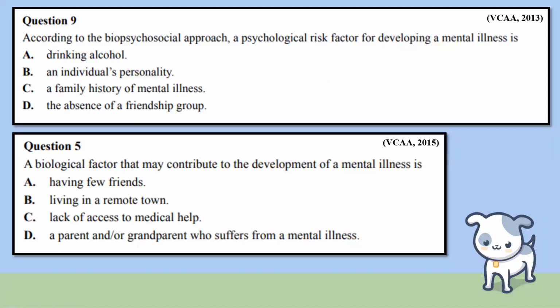Okay, so these were pretty straightforward. So according to the biopsychosocial approach, a psychological risk factor for developing a mental illness. Now remember, whenever we talk about psychological risk factors, they're always connected to the individual. Psychological factors are always related to internal factors, things that come from within the individual, whether it be emotions, how they handle stress, whether it be their individual personality. Everything that's external to the person that they can't control would be an external factor. And usually our external factors are like our social factors. Okay, so the best option here would be B.